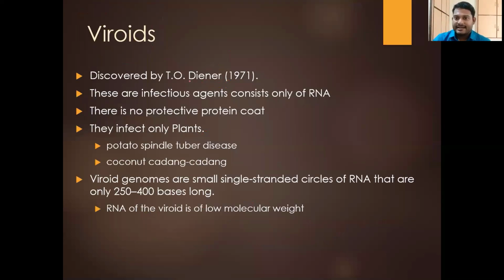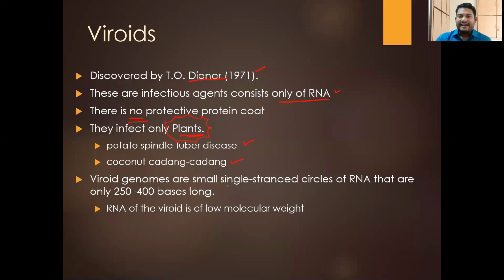Now, it was discovered by Diener in the year 1971, and it is an infectious agent consisting only of RNA, ribonucleic acid, and there is no protective protein coat. That one difference you have to understand. Now, they typically infect plants. There is no infection to animals, so it is a very unique thing that it affects only plants. For example, it causes the potato spindle tuber disease. It also causes the coconut cadang-cadang disease. So only infection to plants and not to animals or humans.